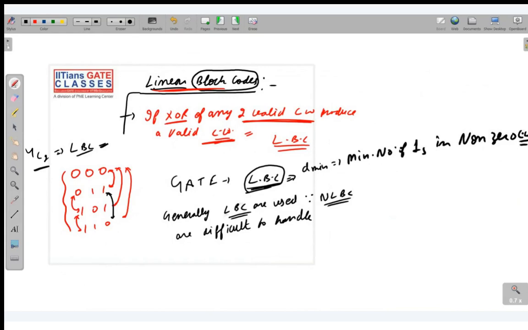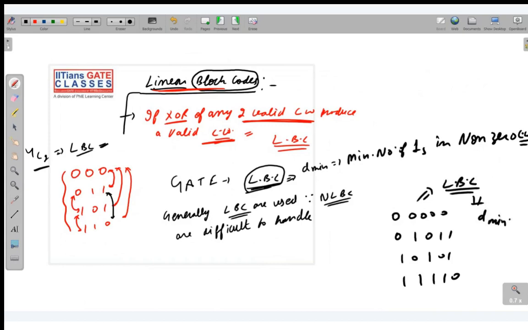Let me give you another example. In fact, the example which we have done till now, let me write it again. Here I am writing five zeros, and here 0 1 0 1 1, here 1 0 1 0 1, and here 4 ones and a 0. I am saying that it is a linear block code. So how will you find D min? It will be the minimum number of ones in a non-zero code word. This is the zero code word, leave it. Here 3, here 3, here 4. So the minimum is 3. So you will say D min is 3. So simple.